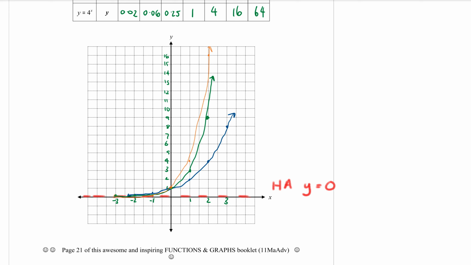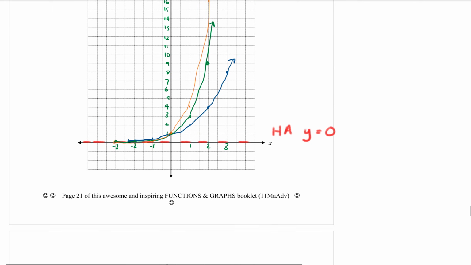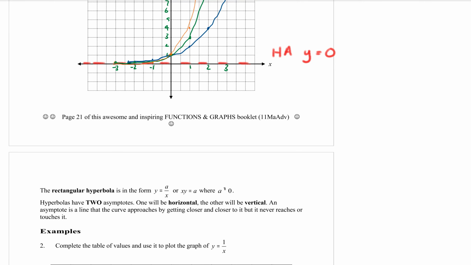So if the base number was like 1,000, it would still never touch the 0. It would never touch, technically. It would get so close. But if you put it in the calculator, what would it say? It'd probably give you an error because it can't do too small. All right, next page.